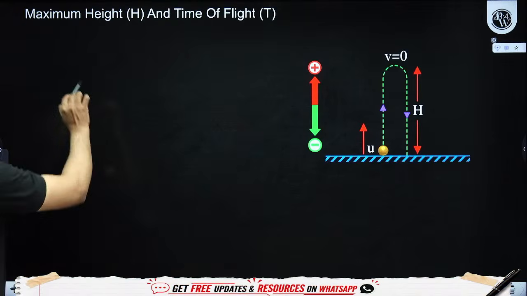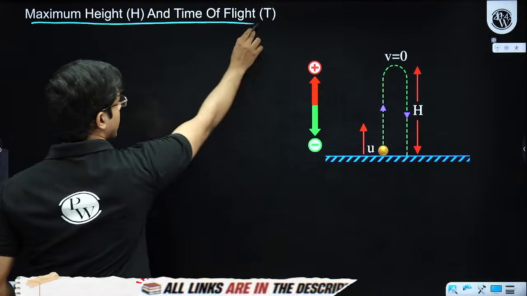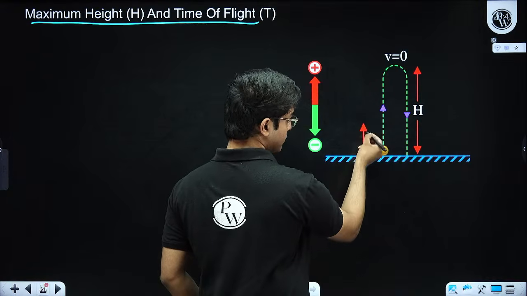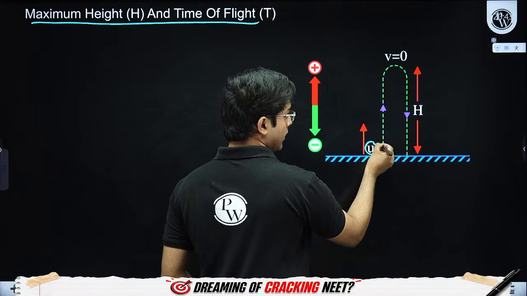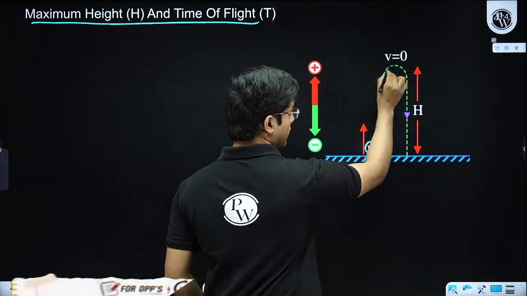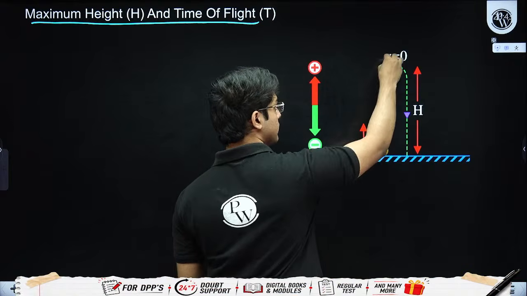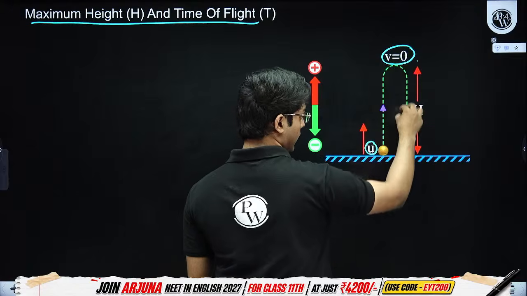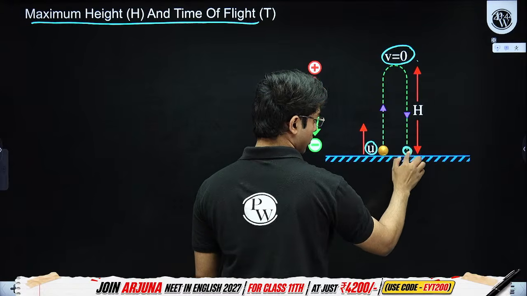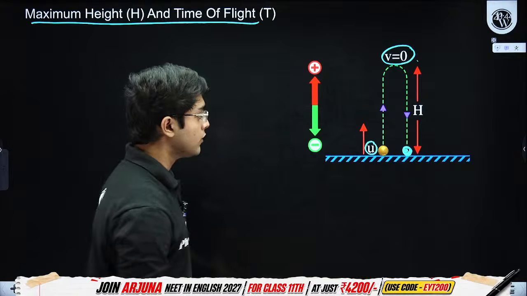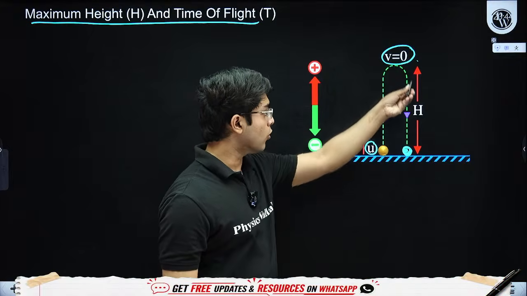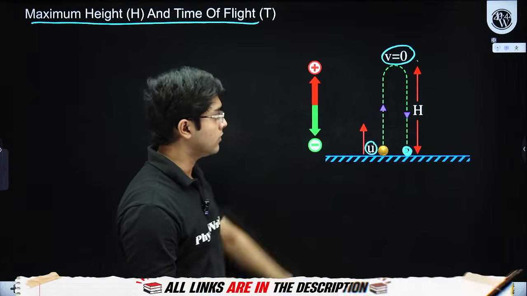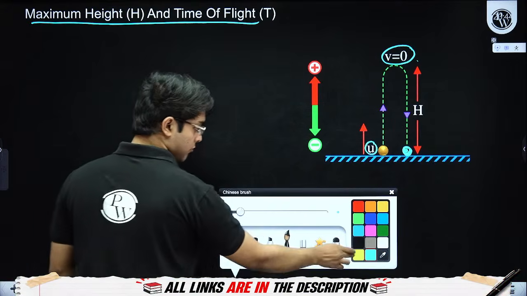Now there are a few results here: maximum height and time of flight. The situation is we are throwing a ball upwards with a speed u, and we are looking at the motion. This ball will go up, come to rest at the topmost point, and then come down, reaching the ground after some more time. So we are trying to find the time it takes to go and come back, and this maximum height from the ground.